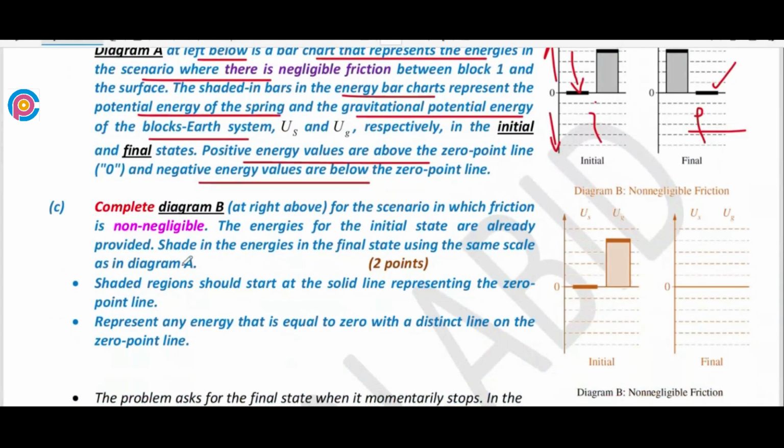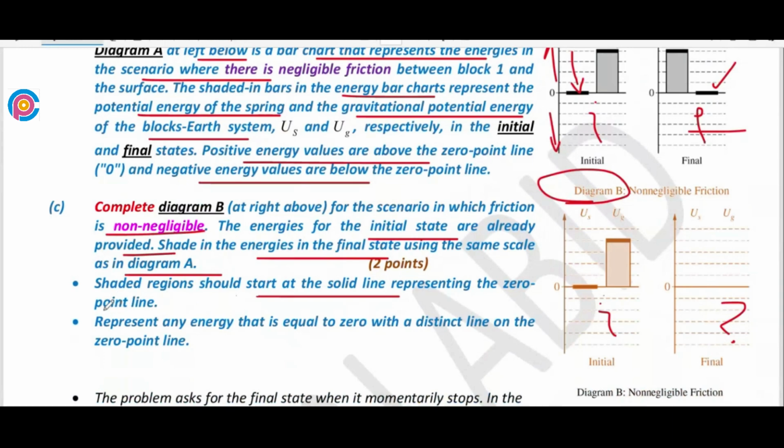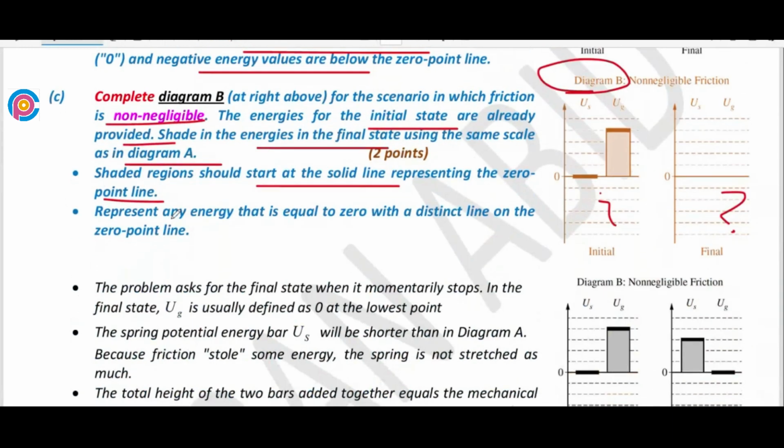Now the question is to complete diagram B. This is diagram B, which we have to complete for the scenario in which friction is non-negligible. Now friction has to be considered. The energy for the initial state is already provided, and we have to provide the final state. For the final state, using the same scale as diagram A, the shaded area should start at the solid line representing the zero point, and any energy equal to 0 should be shown with a distinct line on the zero line.